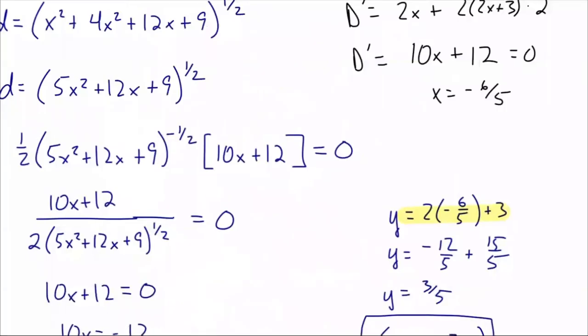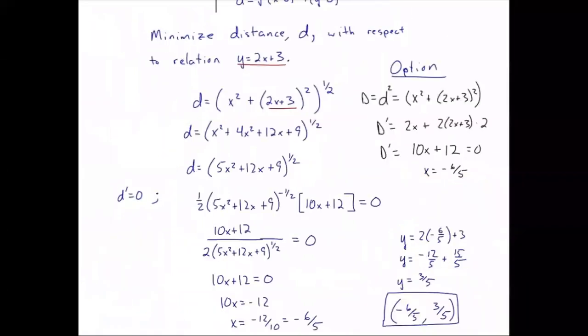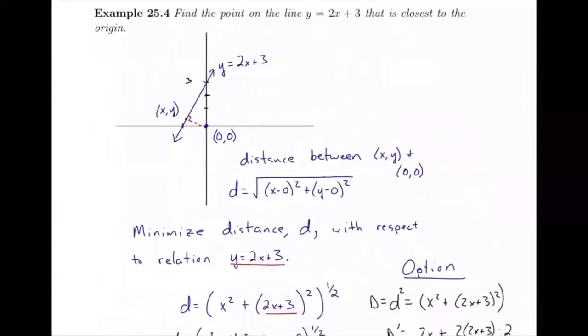And the end result of that is 3/5. So the point (-6/5, 3/5) is the point on the line that's closest to the origin. It minimizes the distance from the line to the origin of any point that's on the line. So that's a pretty interesting and powerful tool, right? Guessing which point is closest to the origin on this line would be tough work without a tool like this.